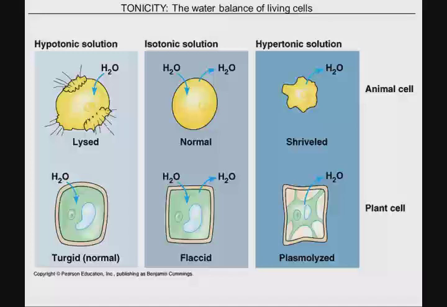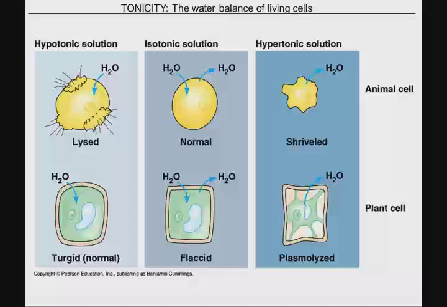Now, if we go to the other end, the right box here, we have a hypertonic solution. A hypertonic solution is when you have more salt on the outside of the cell than inside the cell. Water wants to go where it's not, so it's going to move out of the cell, and the cell shrivels up. In animal cells, this is a fancy word called crenation. So the cell will shrink down like a raisin.